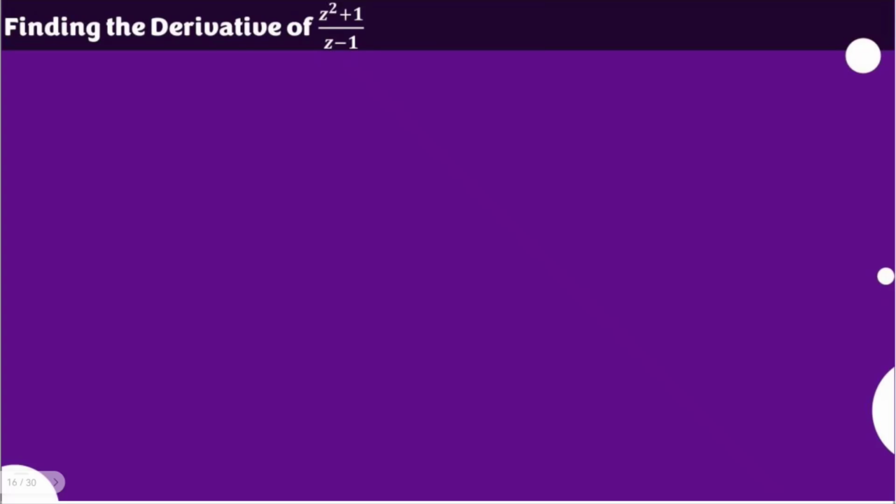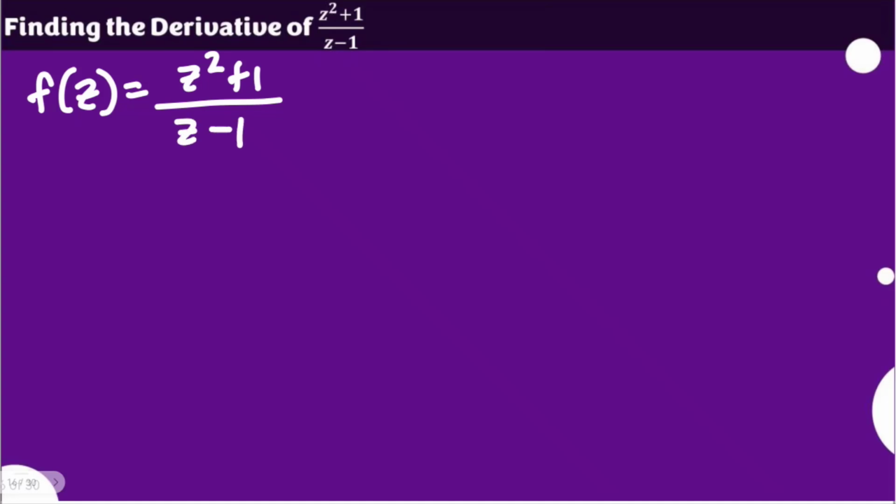Let's find the derivative of this given rational function. This is different from the previous one because we have here an expression on our numerator, which is z squared plus 1. Let's consider this as our entire function. You have here z squared plus 1 over z minus 1.